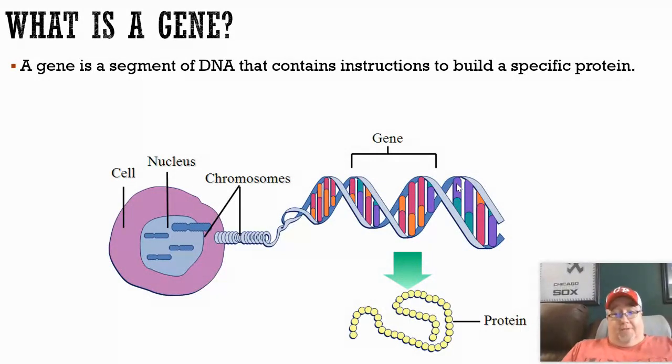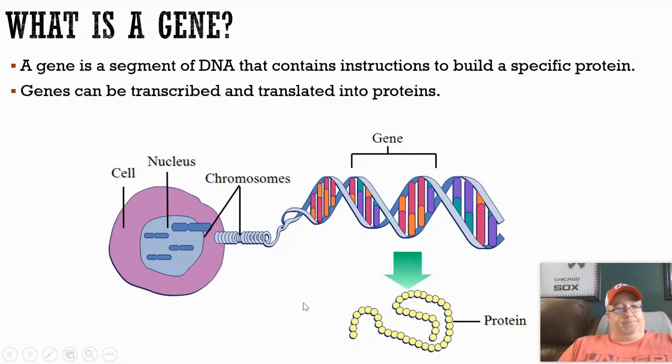It's like if you have a book full of recipes, right? And there's only one recipe in that book, for example, that might be for chocolate chip cookies, or for how to make meatloaf or something. I don't know. But every recipe is unique because you get a specific product from that. Well, every gene is unique because every gene codes for a different type of protein.